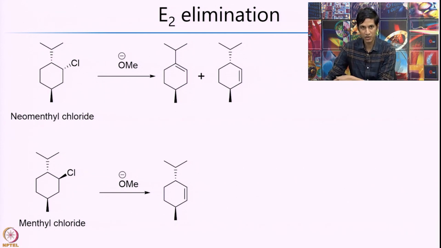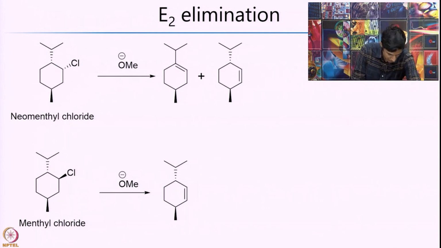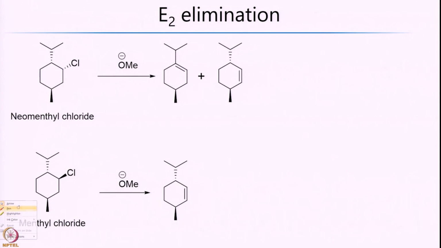So, let us begin by looking at the conformation of the neomenthyl chloride first, and then we shall go into the menthyl chloride. If one draws the conformations of the neomenthyl chloride, then what one can observe is the following in the chair conformation of the cyclohexane. Here you can see that the isopropyl group is in the equatorial position, and the methyl group is also in the equatorial position, and the chlorine is in the axial position, right.